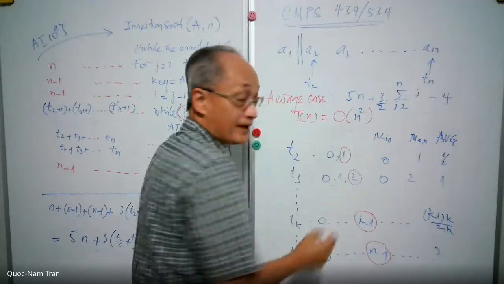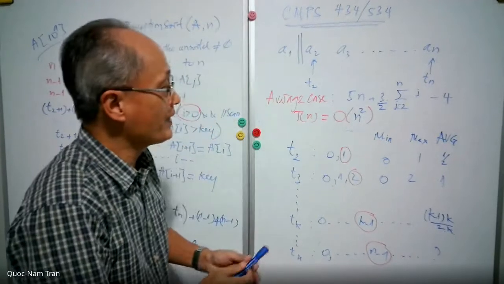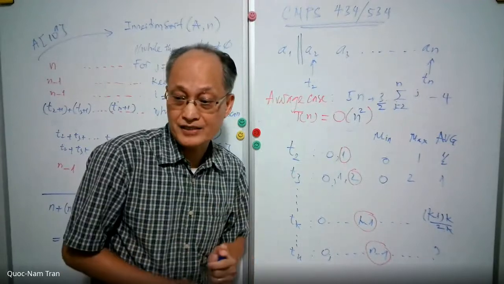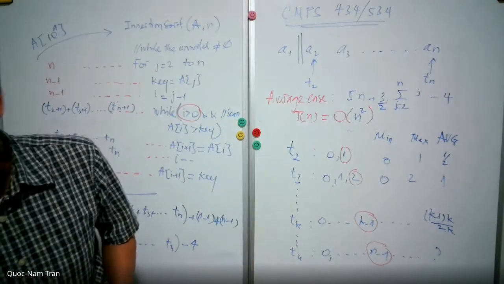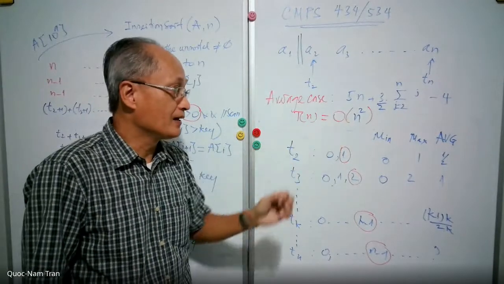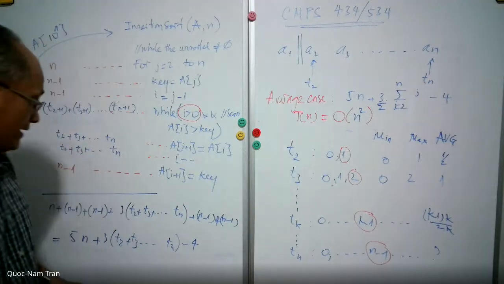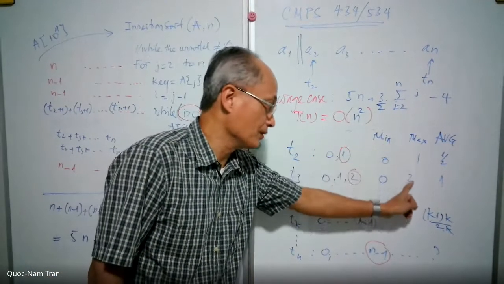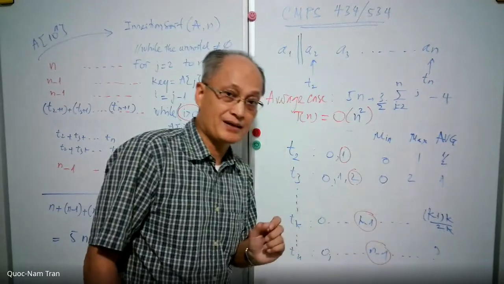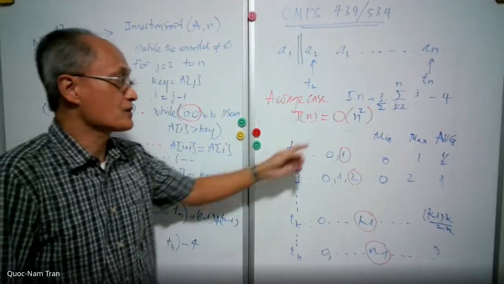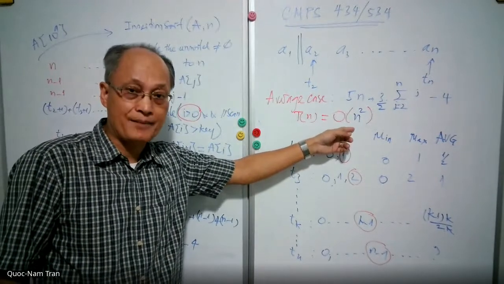So that said, this one is n squared as well. So that's why we have the insertion sort. The average case for insertion sort is also n squared. And we know that the worst case is also n squared, right? For the maximum number of steps, it's also n squared. So in general, insertion sort takes n squared steps.